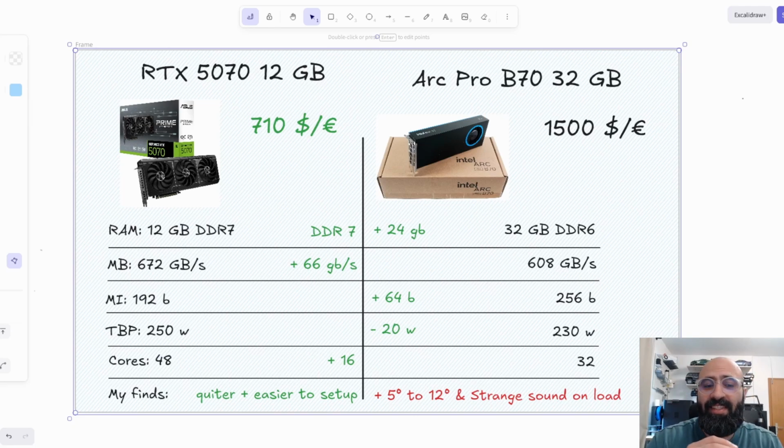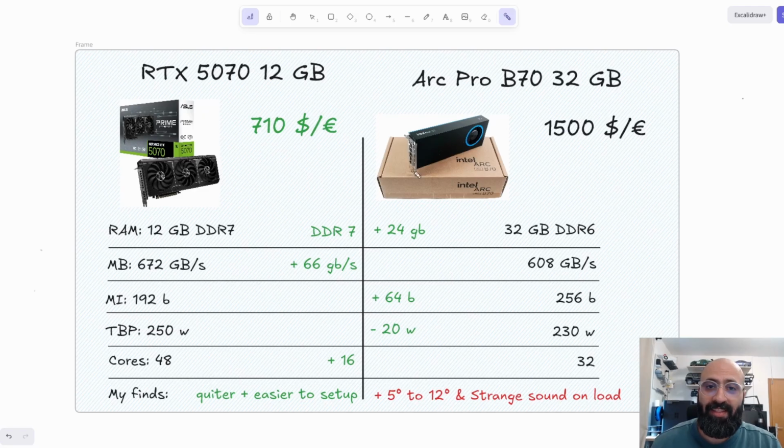I ran over 6 tests to compare the RTX 5070 with 12GB of VRAM against the Intel Arc Pro B70 with 32GB of RAM. Before we jump to the test numbers, let me remind you about these two cards. The RTX 5070 is worth around 700 dollars in the market, and it has 12GB of GDDR7 VRAM, while the Intel Arc Pro is now 1,500 euros, and it has 32GB of GDDR6 VRAM.